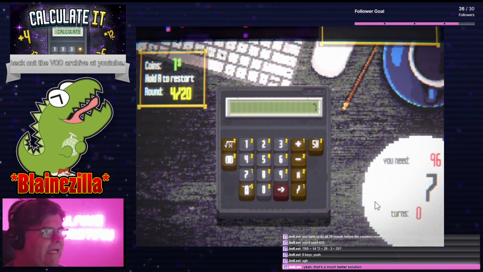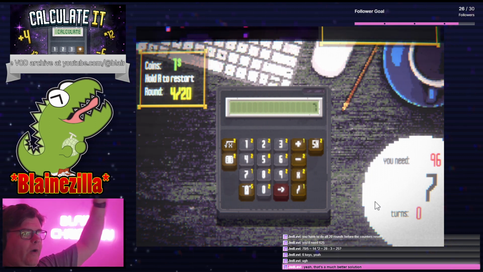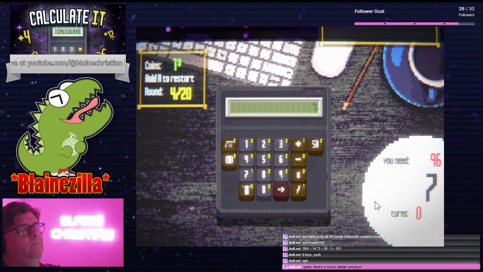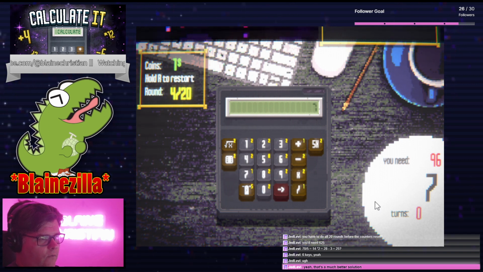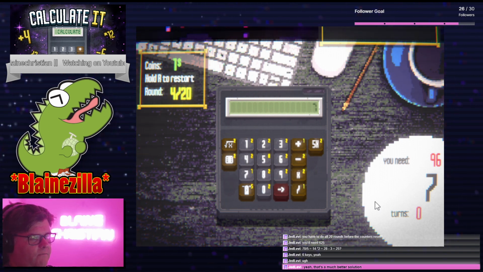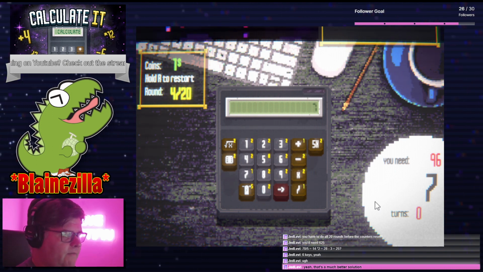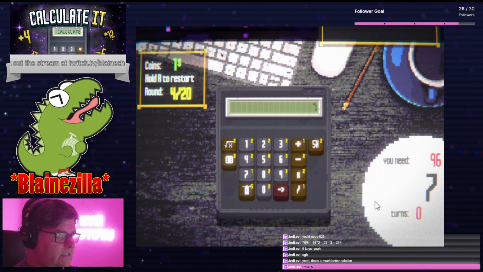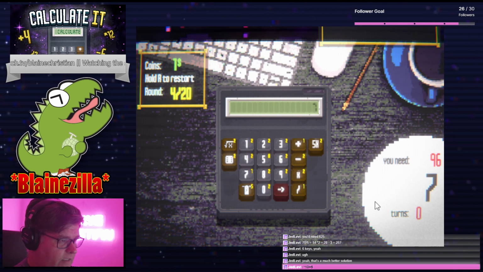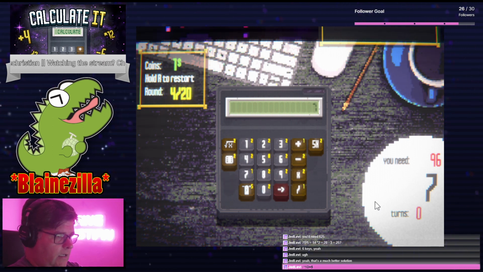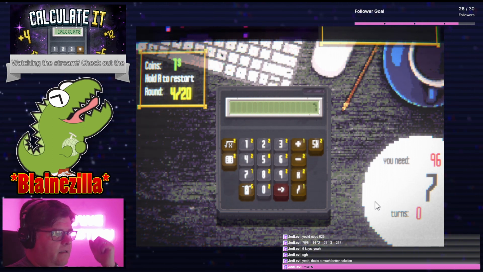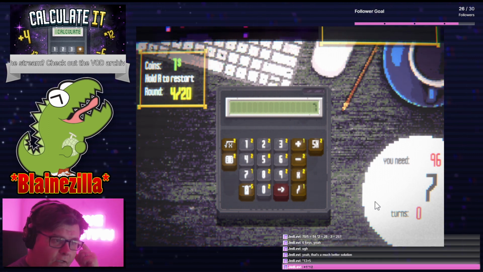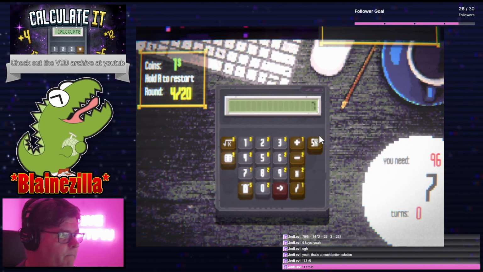You need 96. You have 7. Okay, so 7 times what? 14 would be 98. So you can do 7 times 14 minus 2. But that's 5 keys. Times 13 plus 5. Okay, so that's 5 keys. If we add the 5 to plus 1 is 12. So we also have our append here.